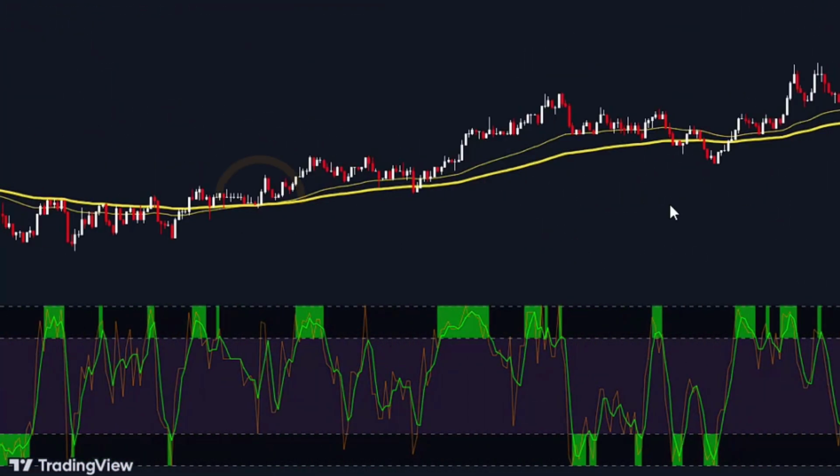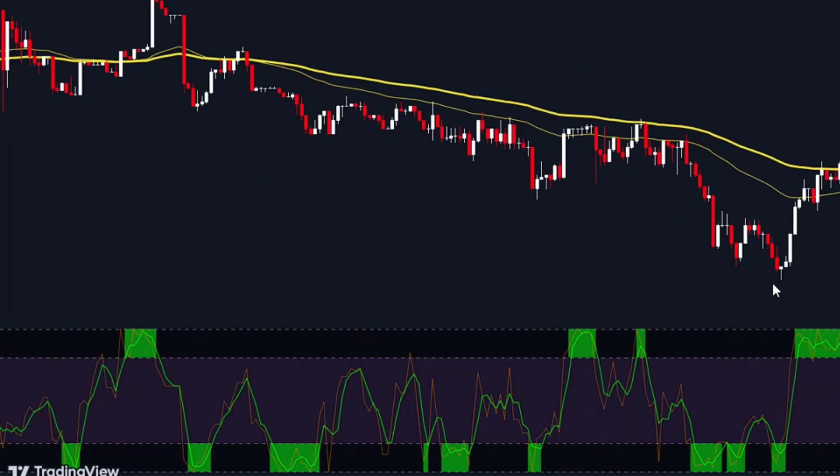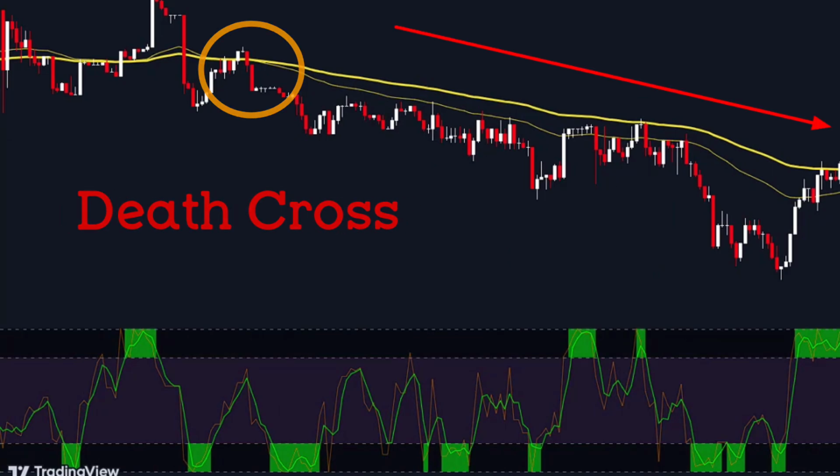When the 50 EMA crosses above the 100 EMA, that's our cue for a potential uptrend, aka the golden cross. Conversely, when the 50 EMA crosses below the 100 EMA, that's the death cross, signaling a possible downtrend.